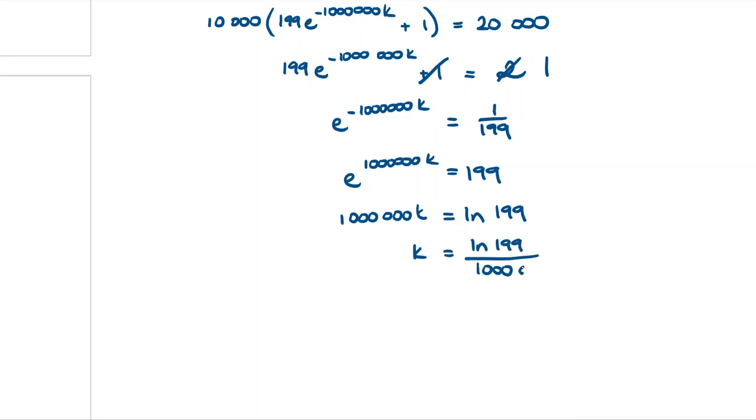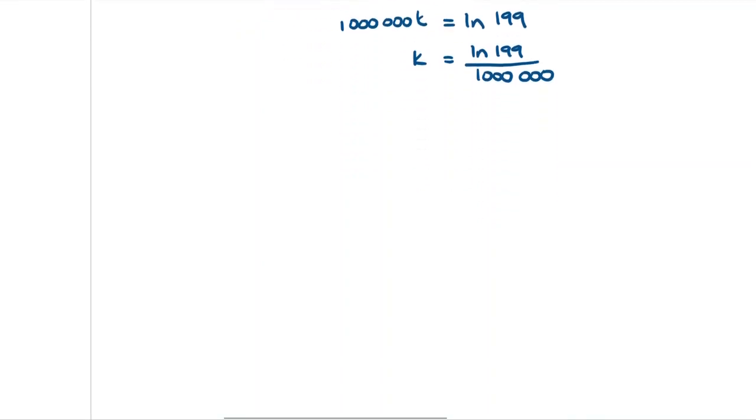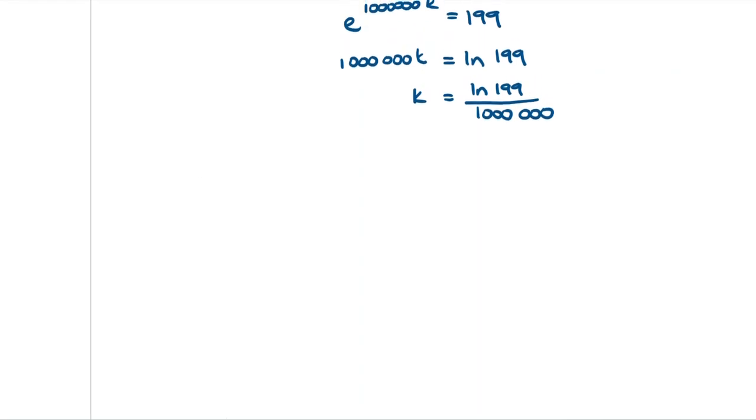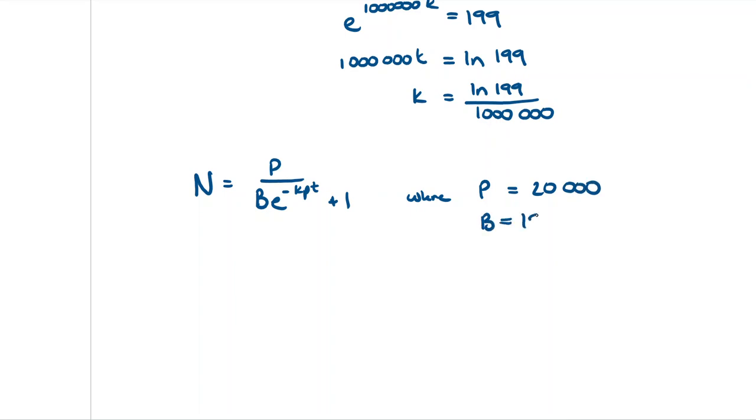Now this is keeping everything exact, which is preferable. Yeah, so we have to write this all out again. No, what I'm going to do, because the things that we've found are very messy expressions, what you can do is you can just say N is equal to P over B e to the minus kPt plus 1. That was our equation. But then you just say what each thing is. So we know that P is equal to 20,000, we know that the B is equal to 199, and we know that the k is equal to ln of 199 over a million.